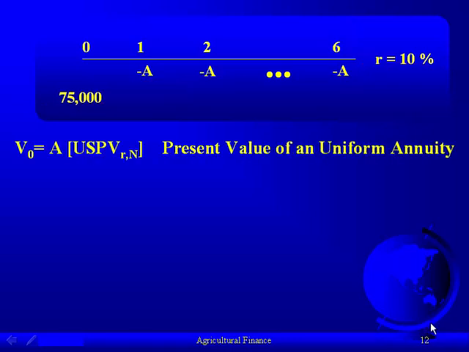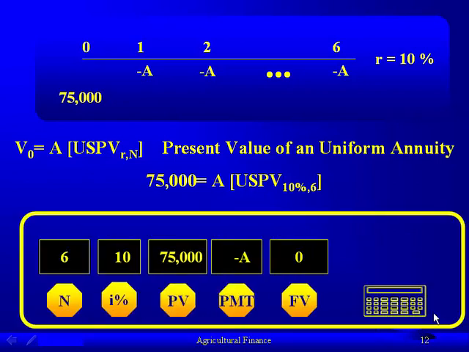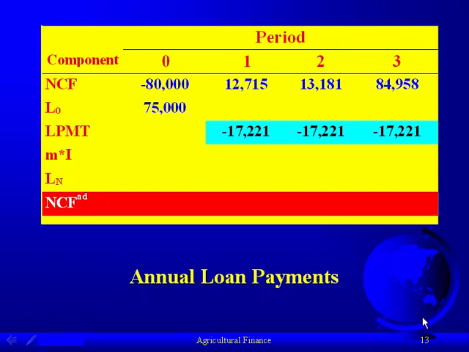Again, we use the present value of a uniform annuity formula. Of course, the present value is $75,000. The rate is 10%. The period is 6. We're calculating the A. So we can plug this directly into our calculator where we have 6 N, 10% I, $75,000 present value. We zero out the future value and we compute the payment, and it comes out to be $17,220. So on our chart, we put the $17,221 at the end of each of the first 3 years.